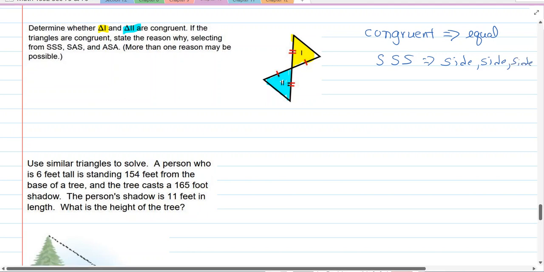That means that the sides are all equal, all right? Then we have side, angle, side. And that's how you read it, as you go clockwise. And then we have angle, side, angle. All right, in this one, we notice that two sides are equal, and the interior vertical angles are equal. So we have side, angle, side.